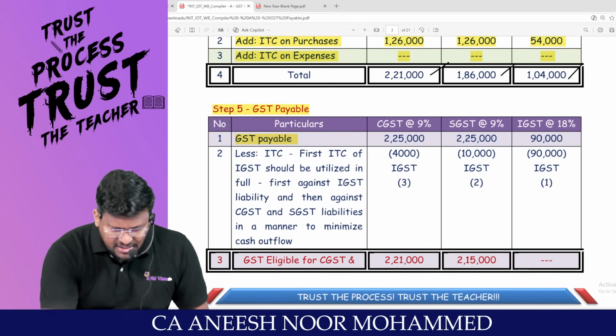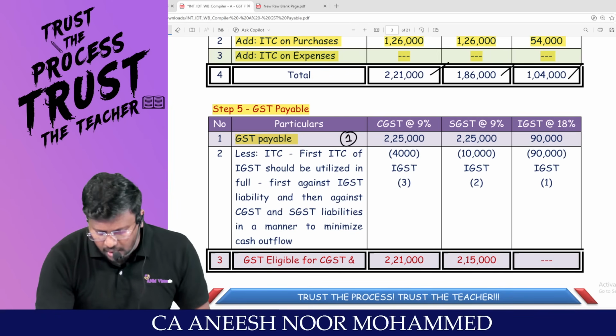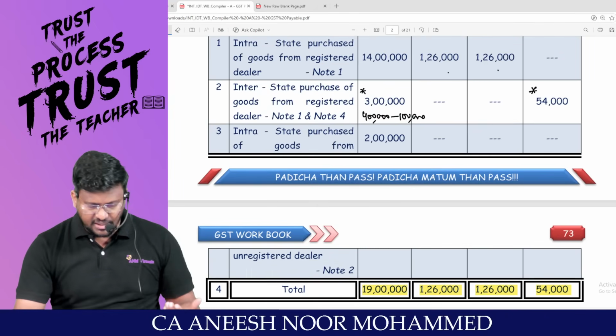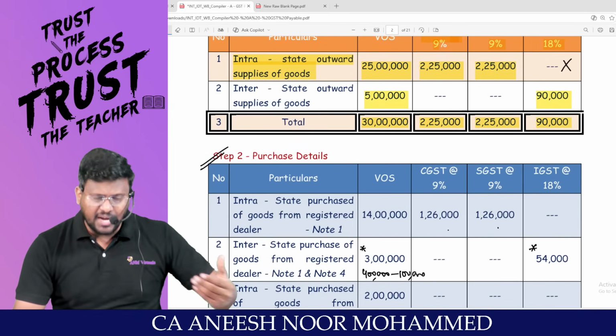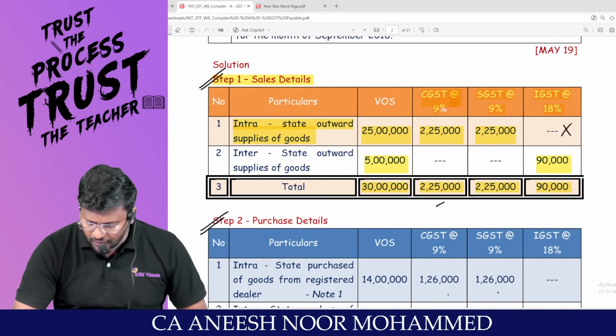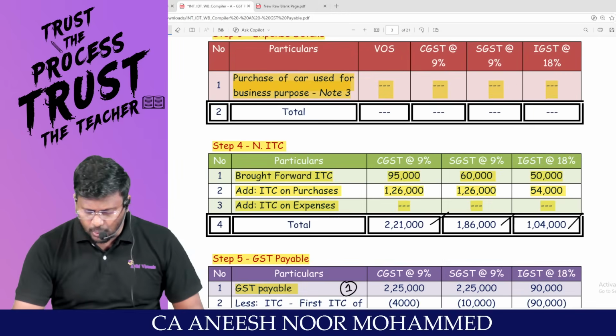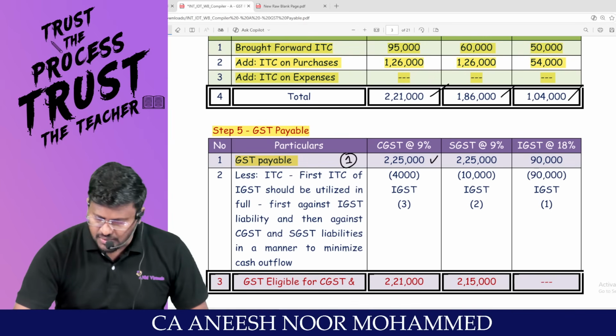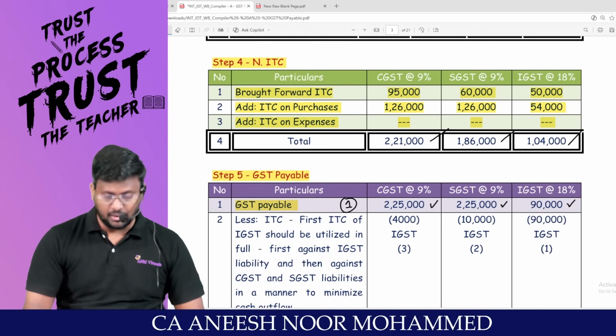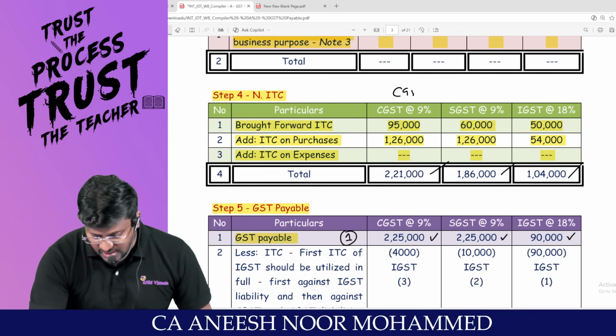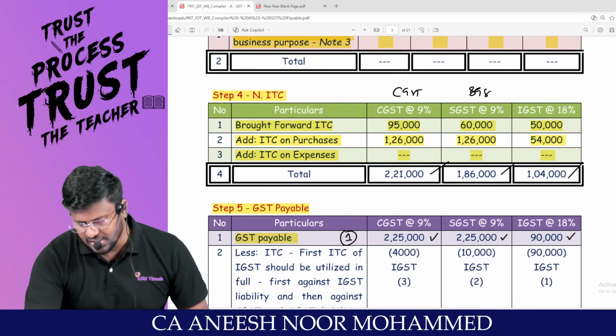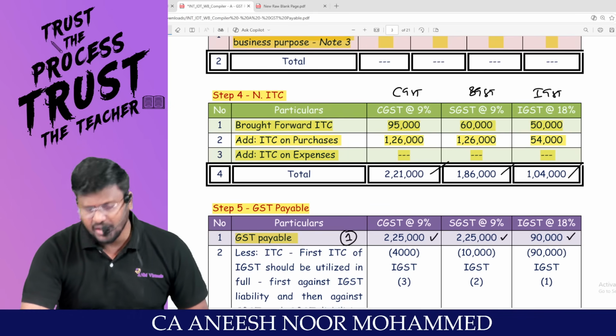Sir, my GST payable will be as per step number 1. What is step number 1? Sales details. Because when I make sales, I will be getting output tax. So 2,25,000 CGST, 2,25,000 SGST, and 90,000 IGST is my output tax. Sir, I am having CGST credit, I am having SGST credit, and even I am having IGST credit.